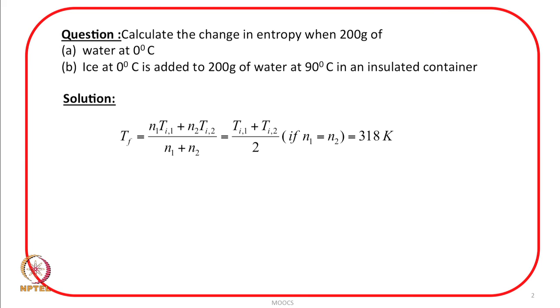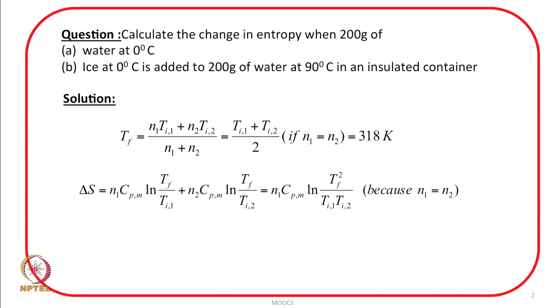Since we know the final temperature, we can calculate the entropy change by using the well established equation that we derived earlier. That is, for the first sample of water, delta S for the first sample is N1 times molar heat capacity into log T final over T initial, plus for the second sample N2 times Cpm times log T final over T initial. And in fact, if you combine these two logarithmic terms, N1 is equal to N2, so N1 and Cpm will come out. Log A plus log B is equal to log A into B. So, when you combine, the final form is N1 into Cpm into log T final square over Ti1 into Ti2. This is because N1 is equal to N2.